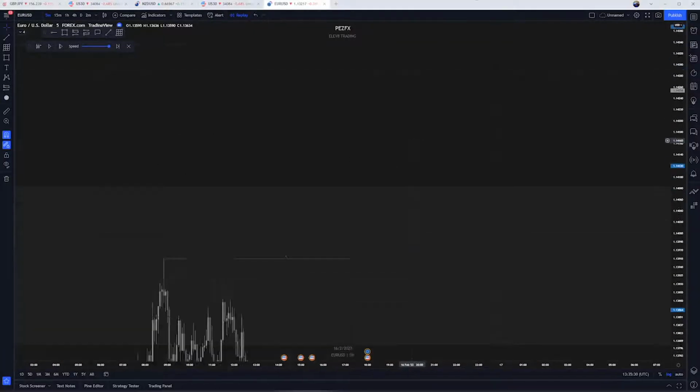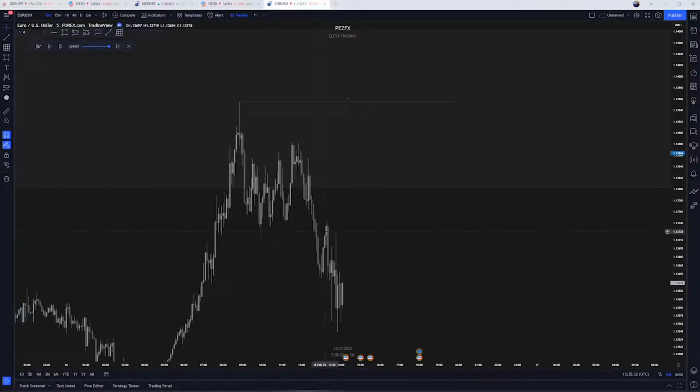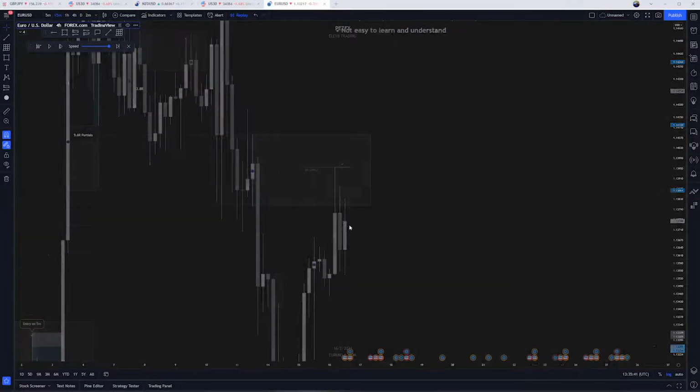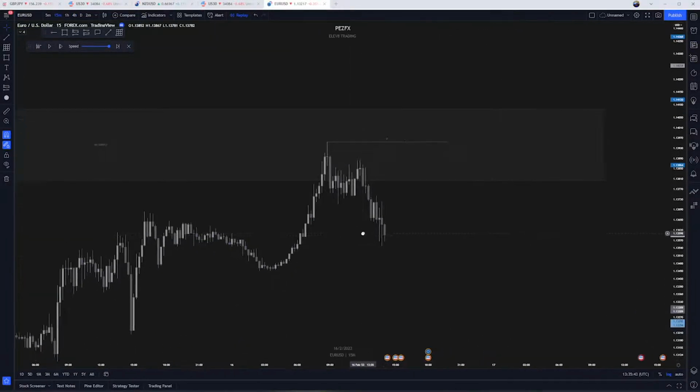Here we can see we've got a 4-hour POI. We've got this 4-hour supply here, which is this candle here. Price taps in, and we're looking for the first high to get taken. As you can see, the first tap in was here. Price came up, created this high, and now price is coming down.